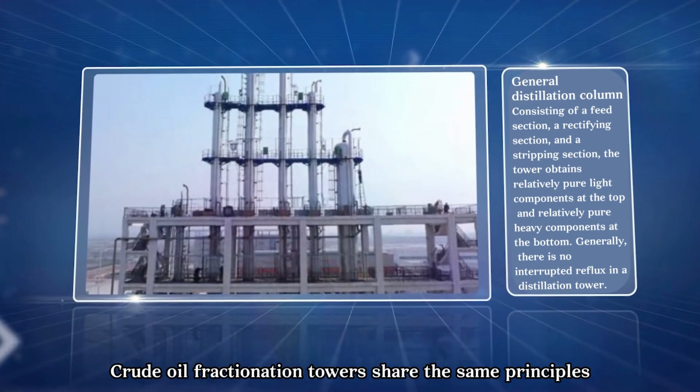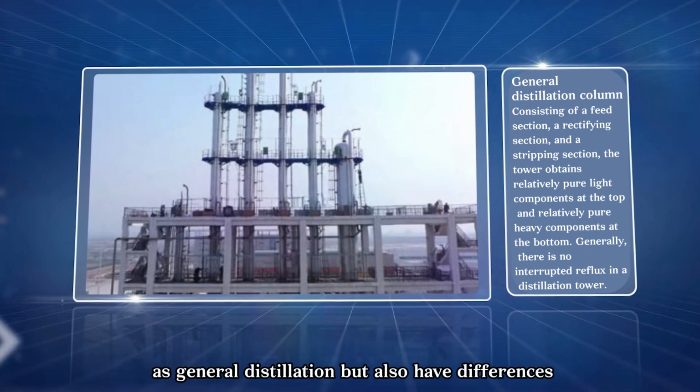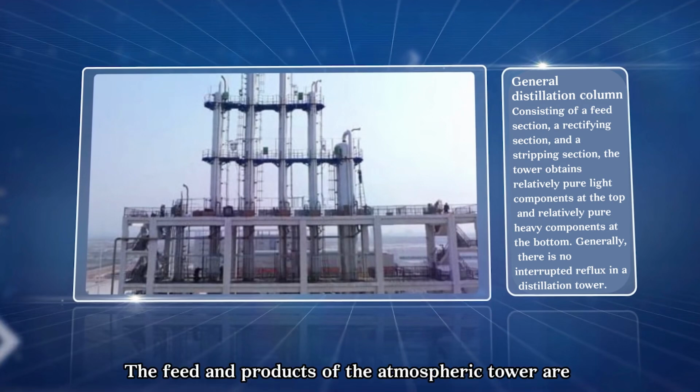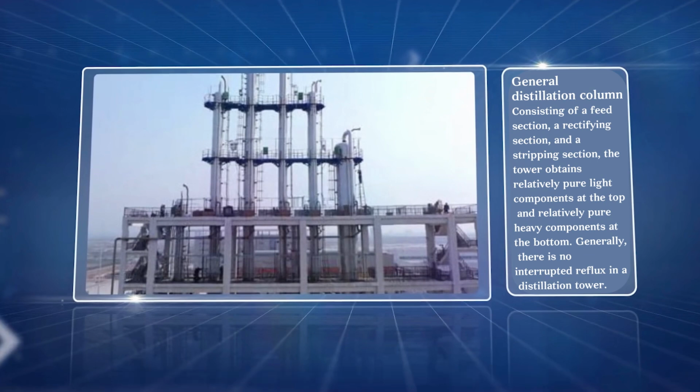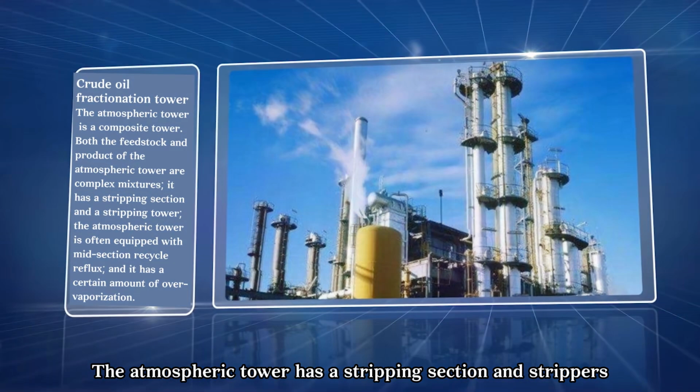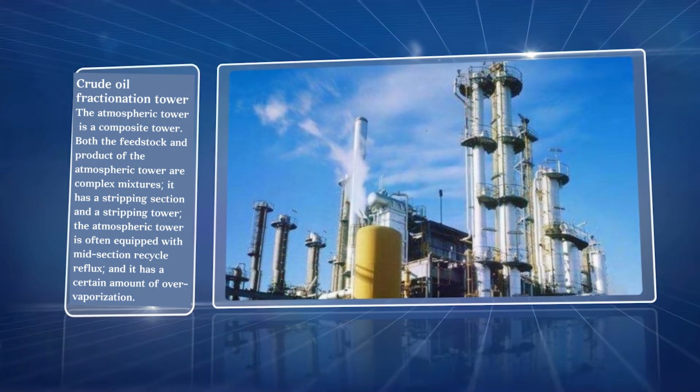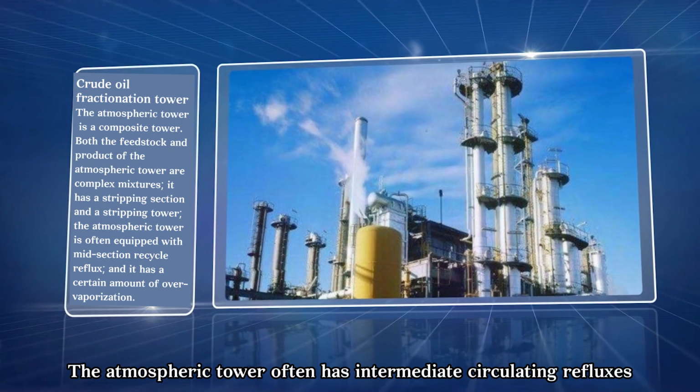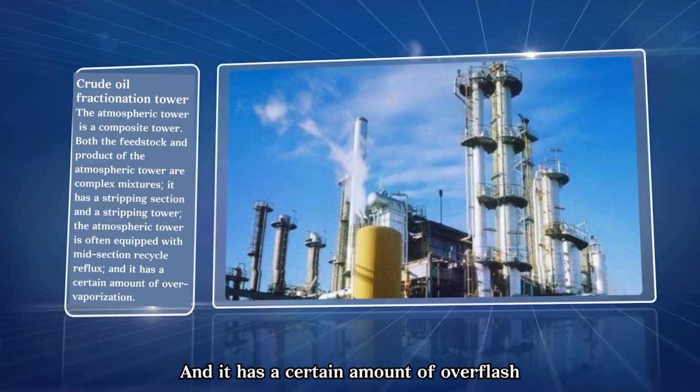Crude oil fractionation towers share the same principles as general distillation but also have differences. For example, the atmospheric tower is a complex tower. The feed and products of the atmospheric tower are both complex mixtures. The atmospheric tower has a stripping section and strippers. The atmospheric tower often has intermediate circulating refluxes, and it has a certain amount of overflash.